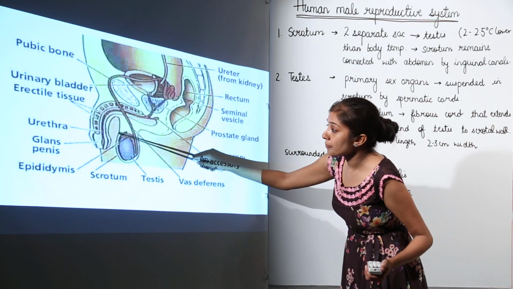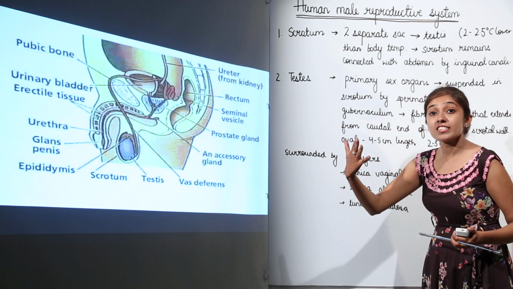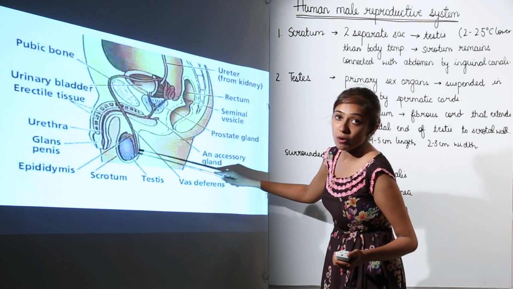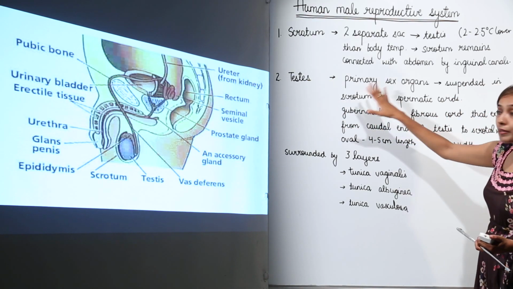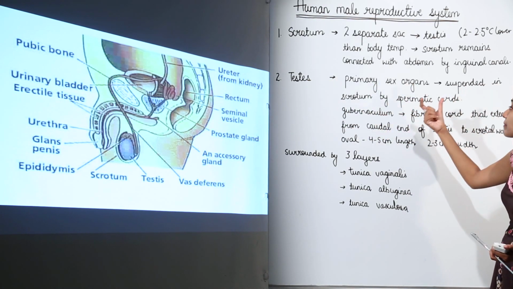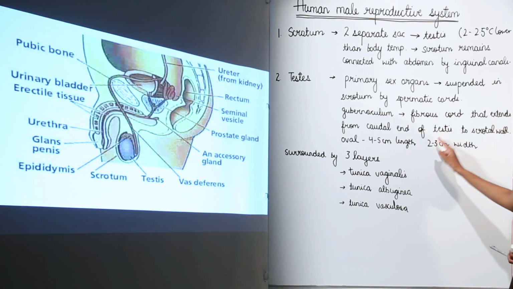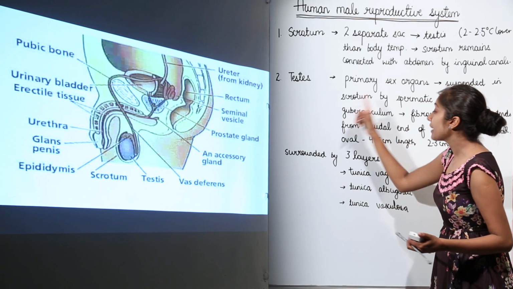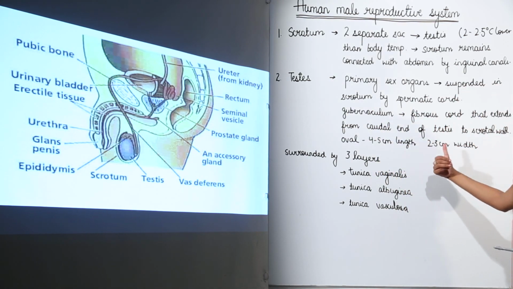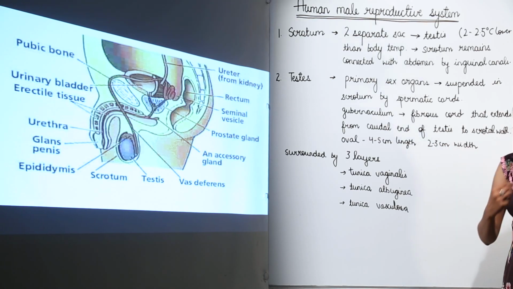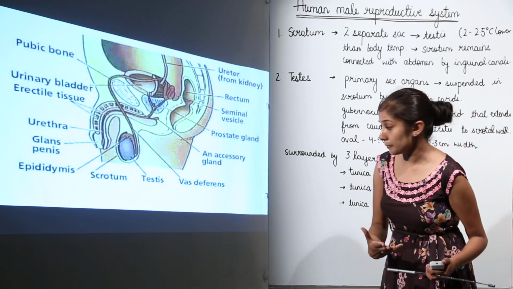What was the scrotum? It was the pigmented pouch hanging outside the abdominal cavity, right? Then we have testes. Testes are the primary sex organs suspended in the scrotum by spermatic cords, and a fibrous cord extends from the caudal end of the testes to the scrotal wall, which we call gubernaculum. The testes are oval in shape, 4 to 5 centimeter in length and 2 to 3 centimeter in width. So what is the trick? Just remember these points. You will be able to expand them when you write an answer.